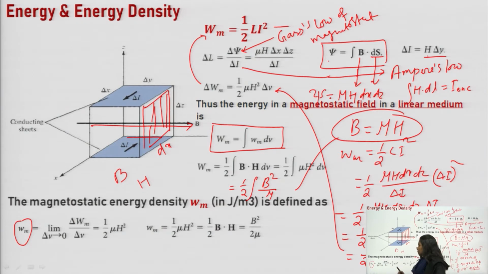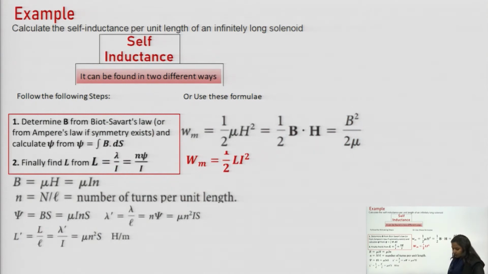Limit dV tends to 0, delta Wm divided by delta V is equal to half mu h square, because if we divide this energy with volume, this dV will cancel out, and finally we will be left with half mu h square, which further can be written as half bh and b square by 2 mu. Now we will solve some problems based on this energy and energy density concept.